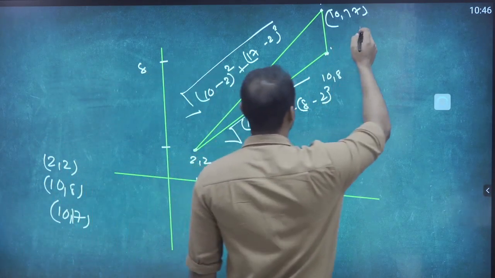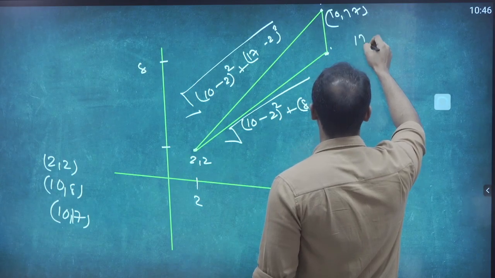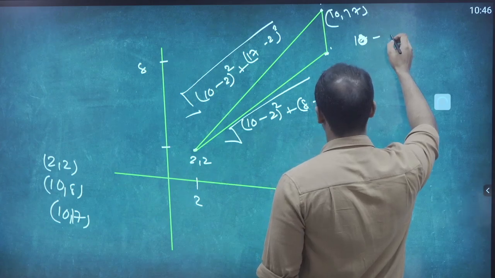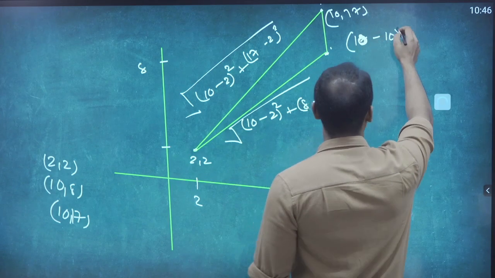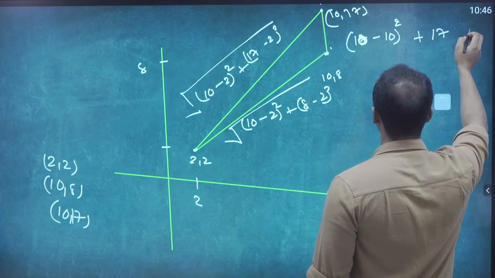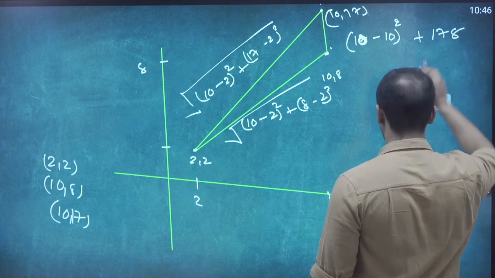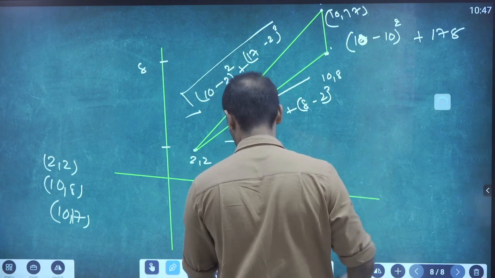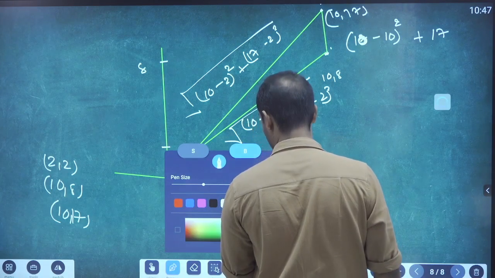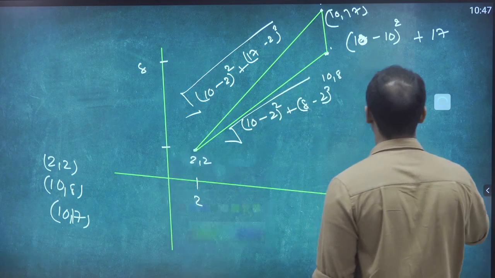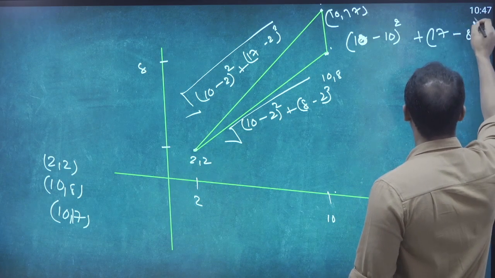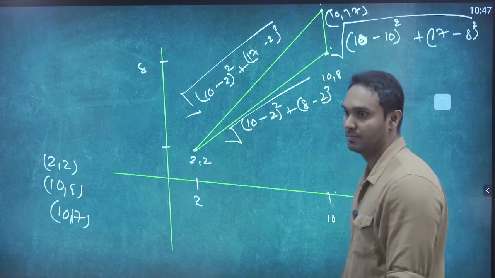And for this line, that will be the square root of (10 minus 10) squared plus (17 minus 8) squared. Oh, is it 17 minus 8, and its square, and the complete square root of it. Simplify.